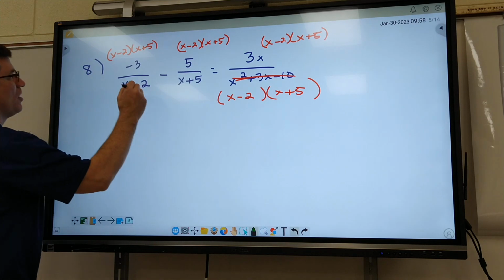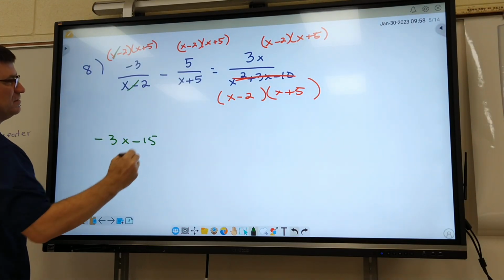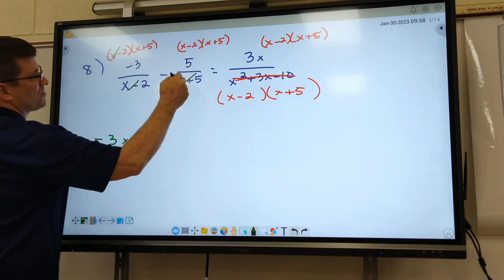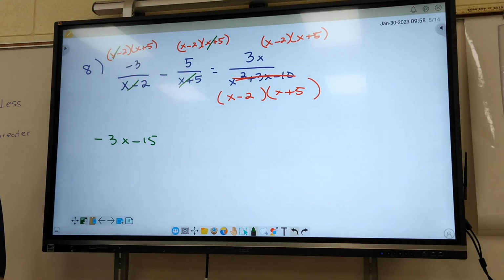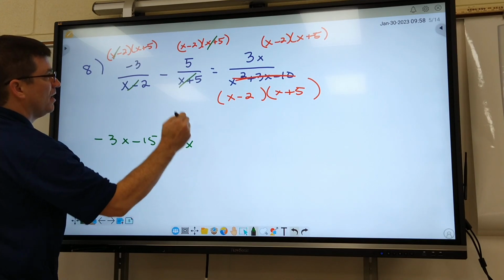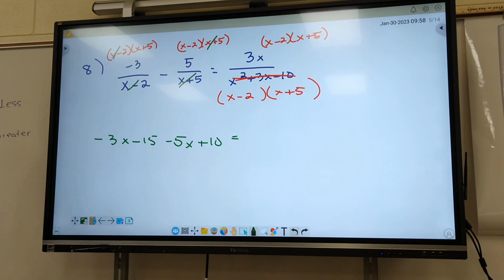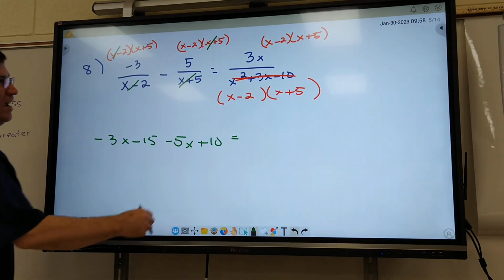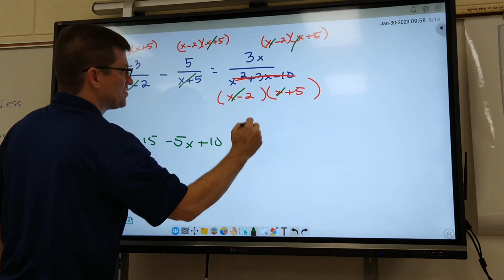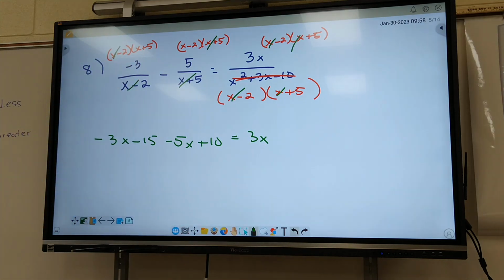All right, so let's start crossing stuff out. I bring down negative 3x minus 15. Cross out my x plus 5. Now right here's about the only spot you can mess up on this one, guys. Negative 5 times x and negative 5 times negative 2. All right, and look, when everything cancels out here, you just bring down 3x. So now add up your like terms, get an answer.